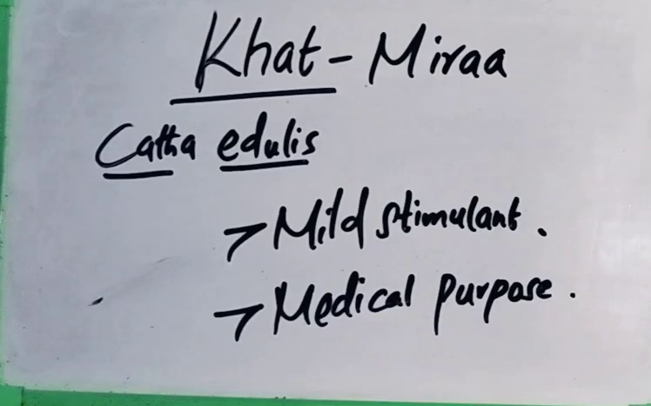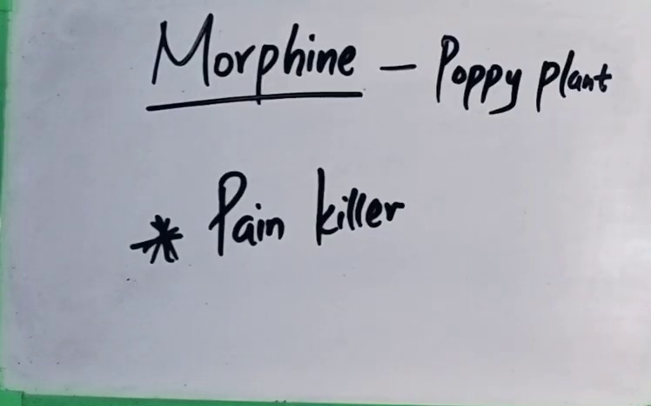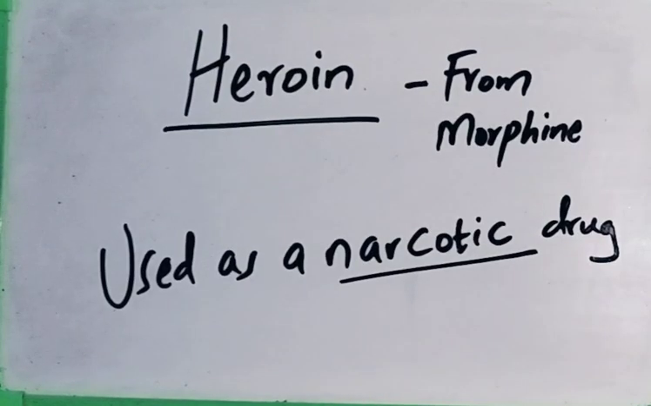Morphine. This is gotten from the poppy plant, and basically it is used in the medical field in the manufacture of painkillers. So that is the function of morphine. Lastly, we have heroin, that is also extracted from morphine. It is used as a narcotic drug. That means in the medical field, we use it as a narcotic drug. Those are drugs that help in relieving pain.